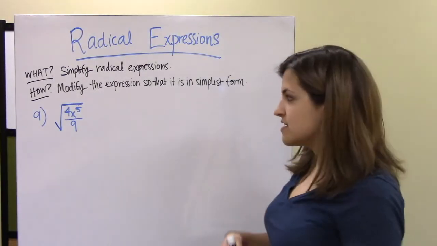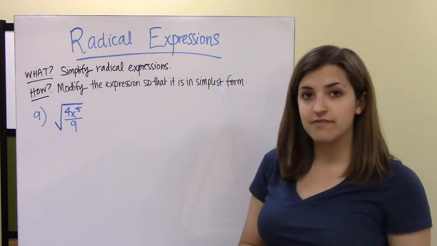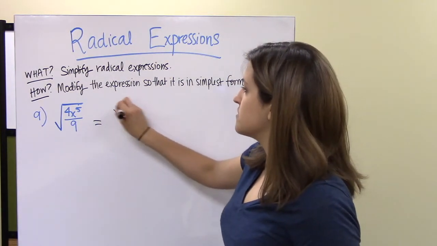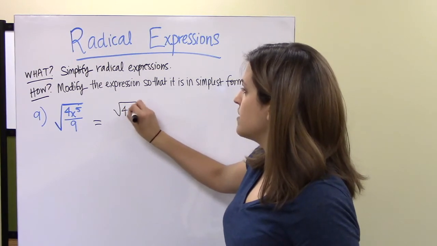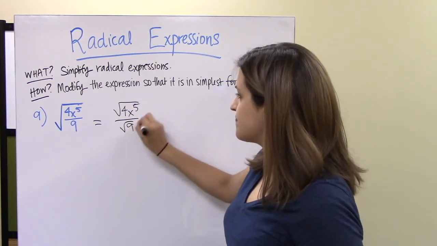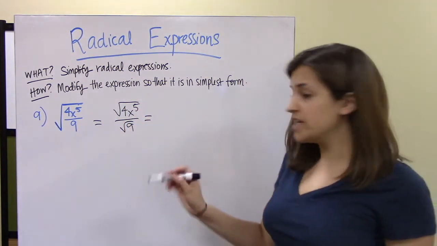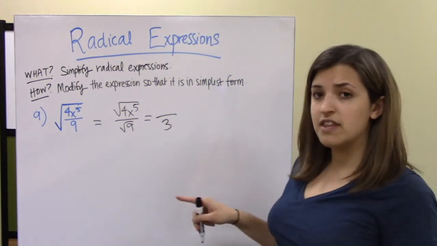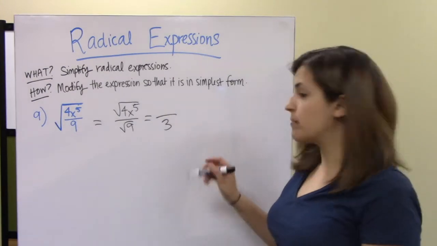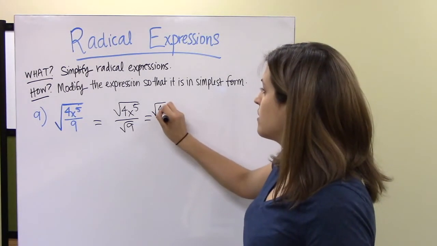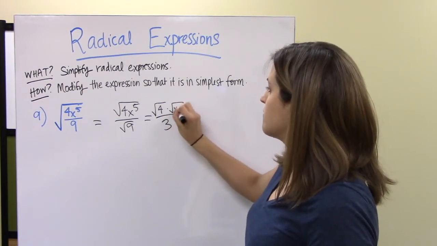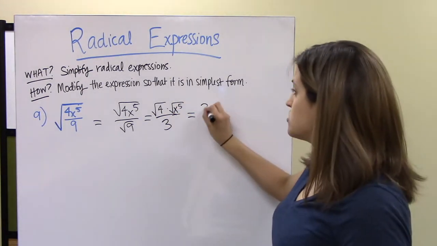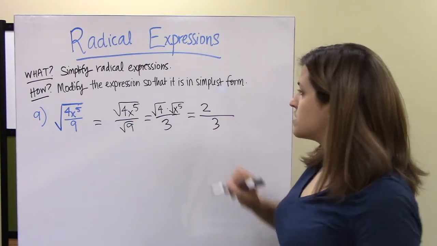Number 9 tells us the square root of 4x to the 5th over 9. So we can split this up using the quotient rule. So we'll have the square root of 4x to the 5th over the square root of 9. And the square root of 9 is 3, so we'll have 3 on the bottom. And the square root of 4 times x to the 5th can be broken up using the product property. So we can get the square root of 4 times the square root of x to the 5th. Square root of 4 is 2, so we'll have 2 up here and 3 in our denominator.